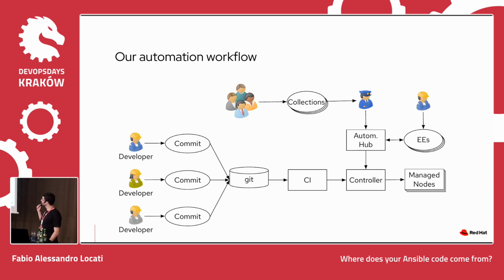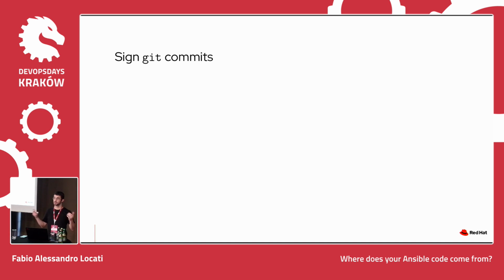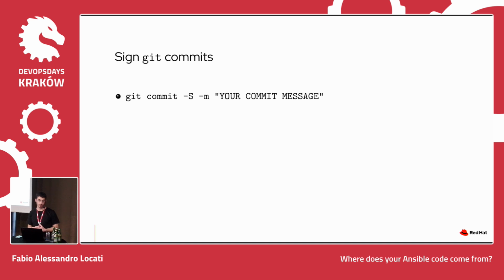First of all, we know that there is Git here, and those people write Git code, or they commit code into Git. So Git is a very good tool, and it is already there. Why not use it a little bit more? So let's sign Git commits. Signing Git commits is fairly easy. You just add a -s, capitalized S, to your commit command, and you are signing it.